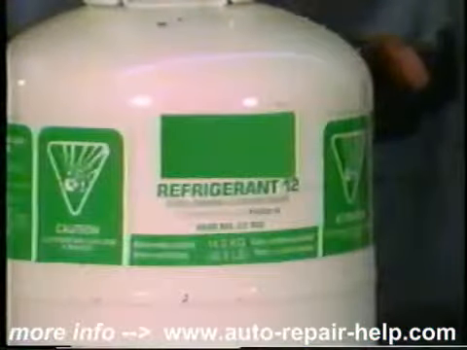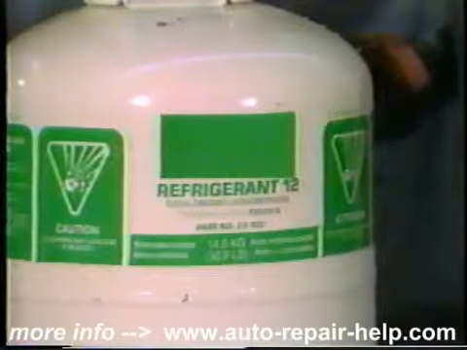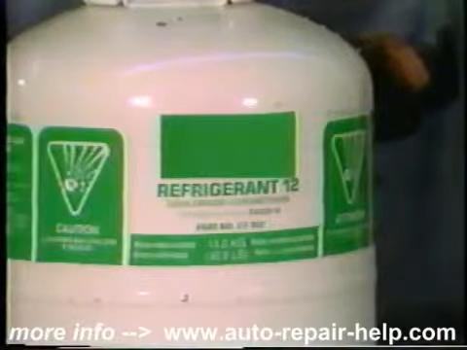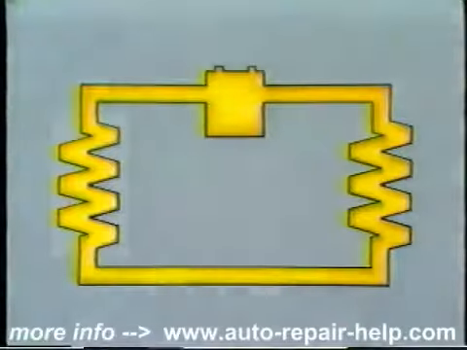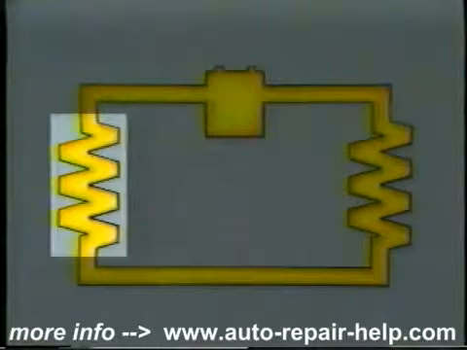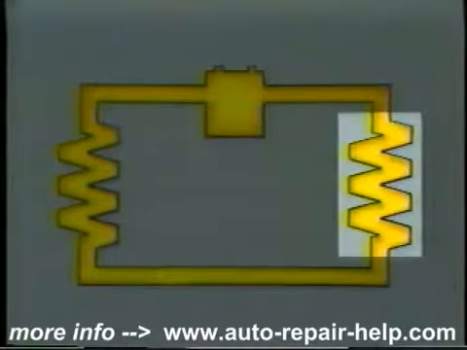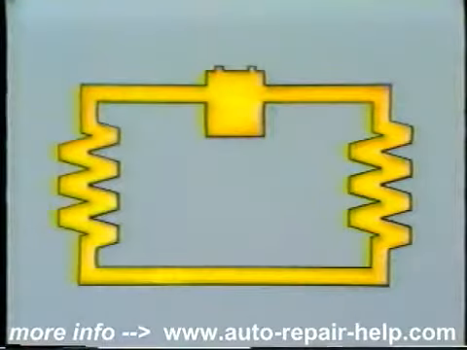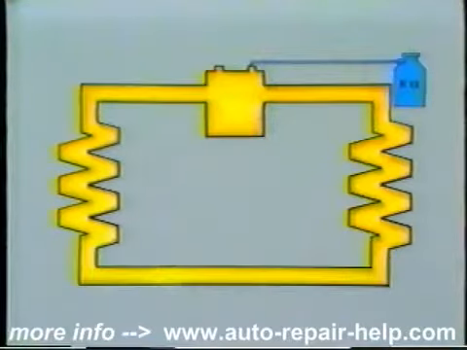Air conditioning is achieved through the characteristics of the refrigerant R12, which boils or turns to vapor at a relatively low temperature. The three major components in the system are the evaporator, the compressor, and the condenser. The system is charged with a predetermined amount of R12 refrigerant.